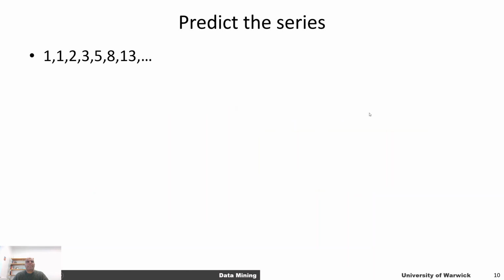Okay? The next question I have for you is pretty simple again. What is the next number in this series? And this is the Fibonacci series. That is, a current number is the sum of the previous two numbers. So probably the next number is going to be 21. So what you demonstrated here is again an ability to predict based on given data.